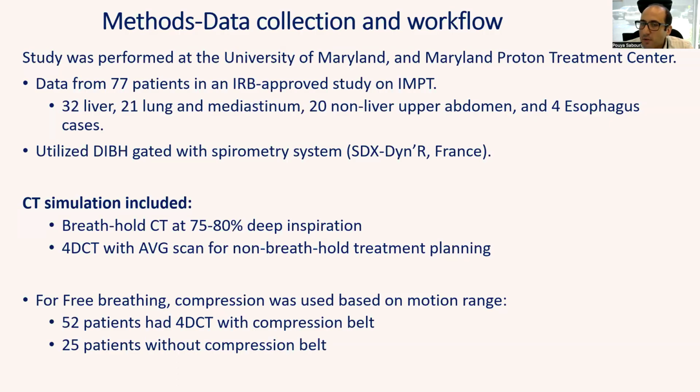We also planned for contingency, so every patient had a 4D CT scan as well. If for any reason the breath hold wasn't feasible, we had a backup plan on the average phase and ensured robustness across the motion range seen on the 4D CT. For patients simulated under free breathing, we applied compression selectively. About 52 of the patients ended up having a belt, and 25 didn't need the belt, so we didn't use that for motion management.